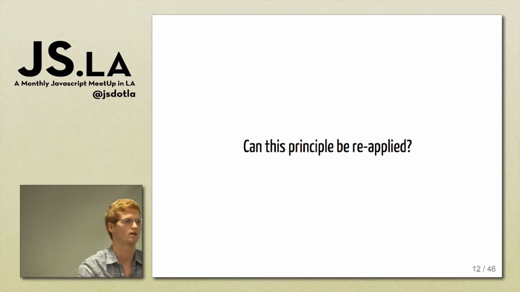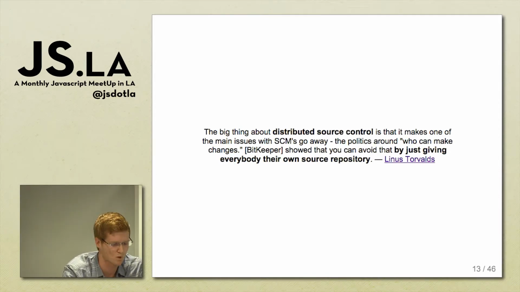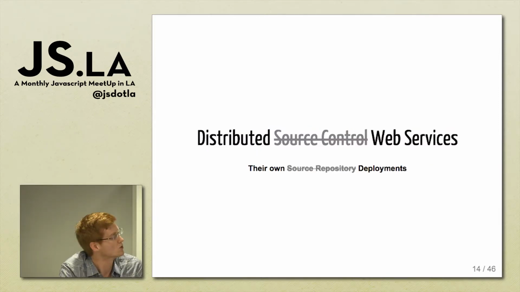Now, the problem that Linus Torvalds was dealing with is similar to what we're dealing with now, which is the political question of who can make changes. He was dealing with the source control, but what we're dealing with is the web services. So can we apply this basic idea to what we're dealing with now? He's talking about distributed source control and giving everybody their own source repository. So perhaps we can have a distributed web service where everybody has their own deployment of the service.